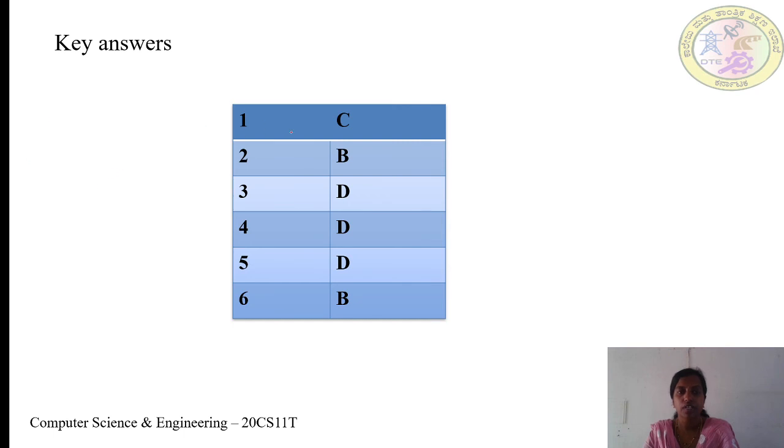Key answers. For question number 1, answer is C. For question number 2, answer is B. For question number 3, answer is D. For question number 4, answer is D. For question number 5, answer is D. For question number 6, answer is B.